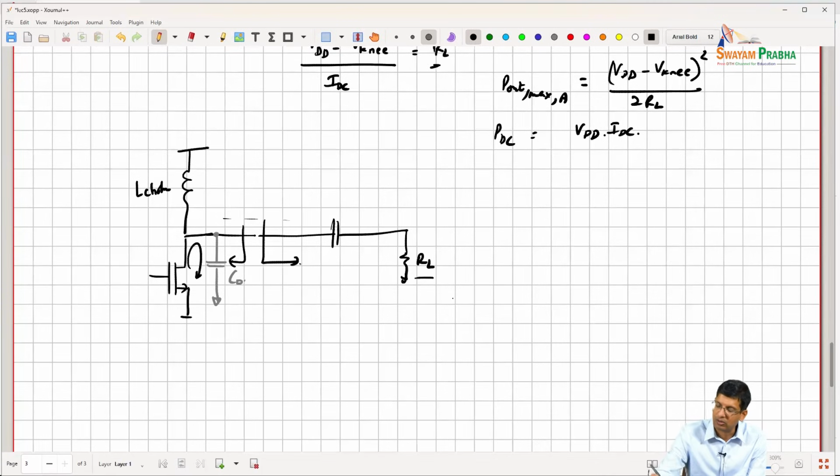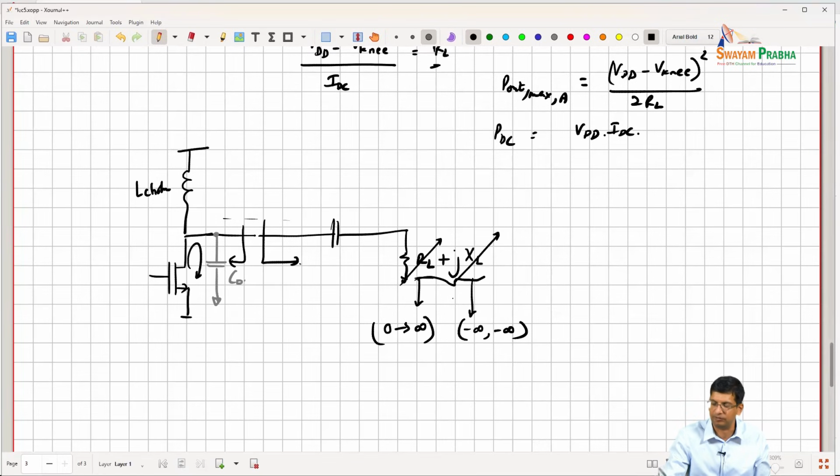And so in order to find out what it is, I can decide that I'm going to make my load RL plus j itself, right? And I'm going to sweep RL and I'm going to sweep j itself through all possible values. So RL can be swept from 0 to infinity, j itself can be swept from minus infinity to infinity, right? And then I will keep looking at how much power is dissipated in the load, and I will get an optimum impedance that will give me the best output power.